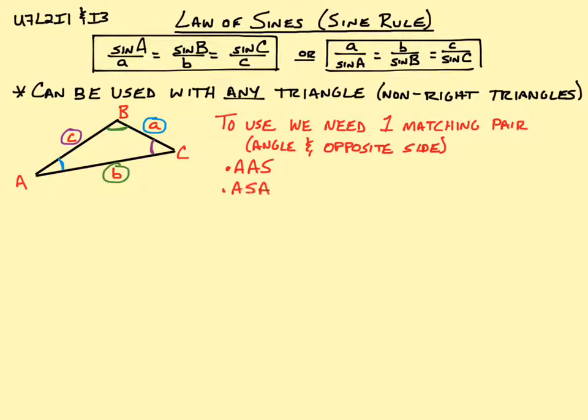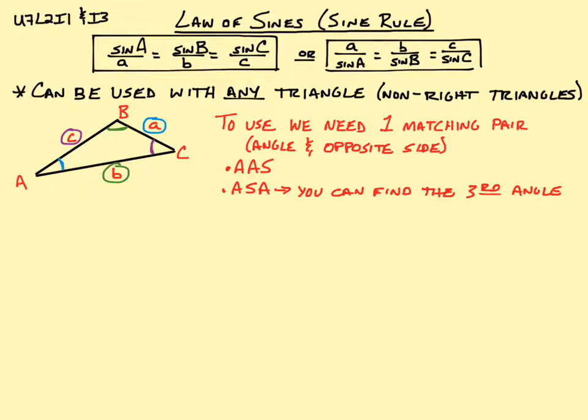So angle, side, that's one possibility to use the sine rule. Another is angle, side, angle. So maybe we've got angle A, side B, and angle C. Now you're saying, wait a minute, you just told me we need to have one matching pair. Well, that's true, because we can actually find the other angle really easily. So if we had angle A, side B, angle C, we could do a quick 180 minus A and C, and we could find angle B, and now we can use angle, side, angle with law of sines as well.